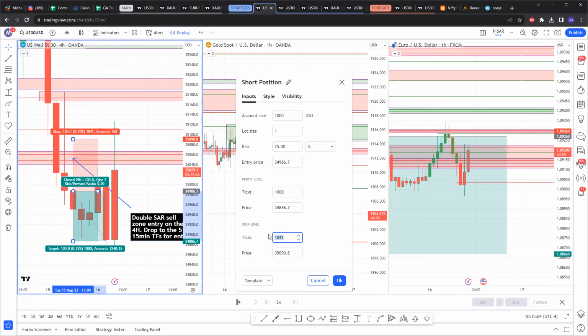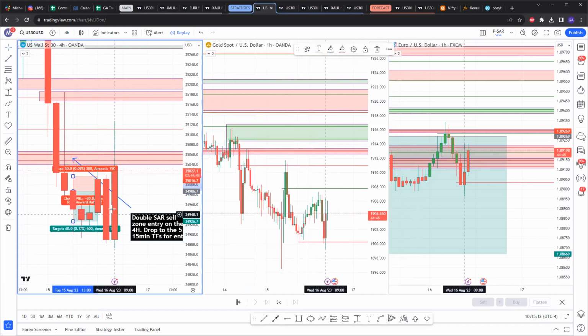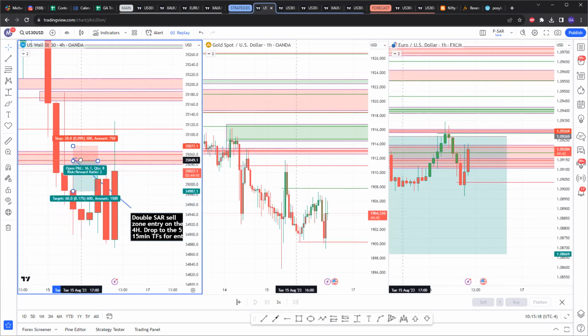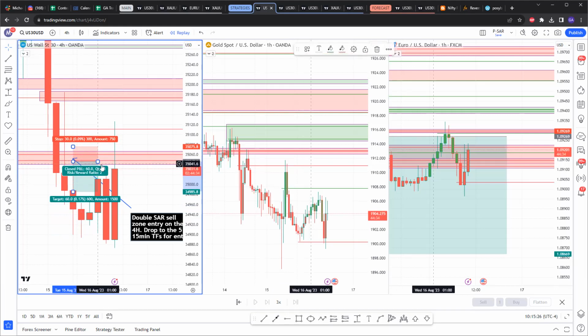Since I still want to keep it at 30 pip stop loss and do a 60 pip TP, my best case would be to hope that price comes back up to the SARs that I sold at, and US30 is dropping. So I don't know, if you guys didn't get stopped out like me, you should be up in profit.